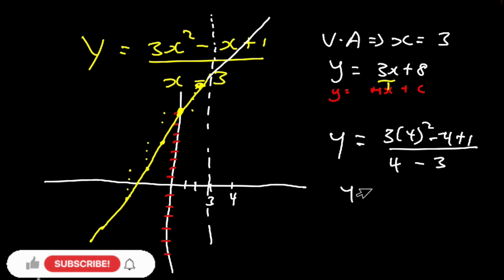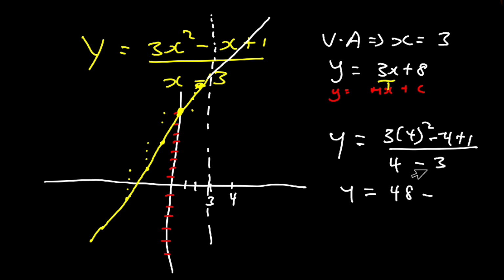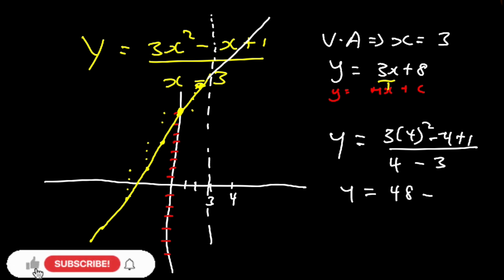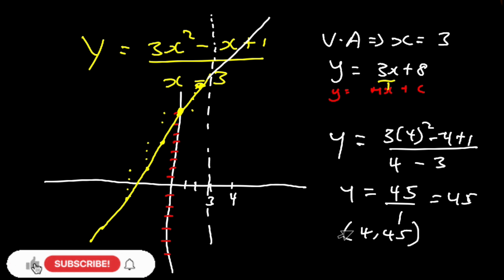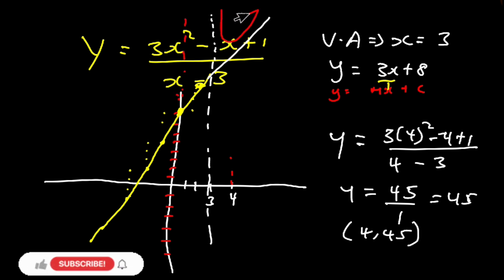Alright, so we have that y is equal to 4 times 4 is 16. 16 times 3 is equal to 48. Then minus 4 plus 1 is equal to minus 3. And then 48 minus 3 is equal to 45. Then this will be divided by 1. So y is equal to 45. Now the coordinates are 4 and 45. So here we have x is equal to 4 and then y is 45. Wow, it's way up here. So this is where the curve is going to be.